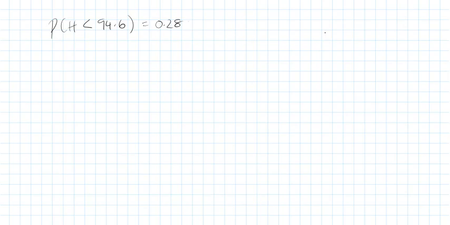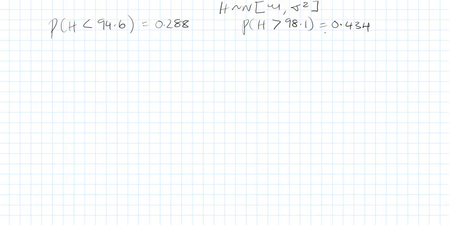So let me write the main statements. We have this one: probability H is less than 94.6 is equal to 0.288, and then probability H more than 98.1 is 0.434. So we have two statements, and H is the height. The height follows a normal distribution with mean mu and standard deviation sigma. For a normal distribution, it's written as mu, sigma squared.